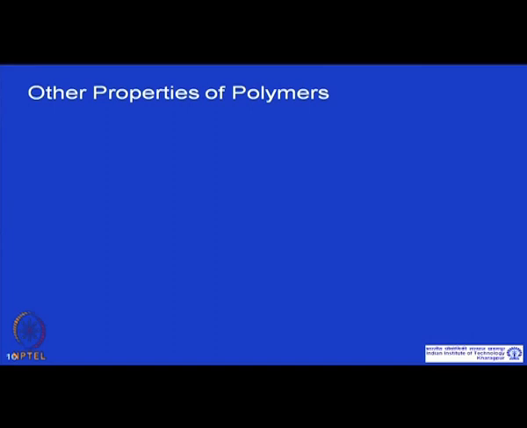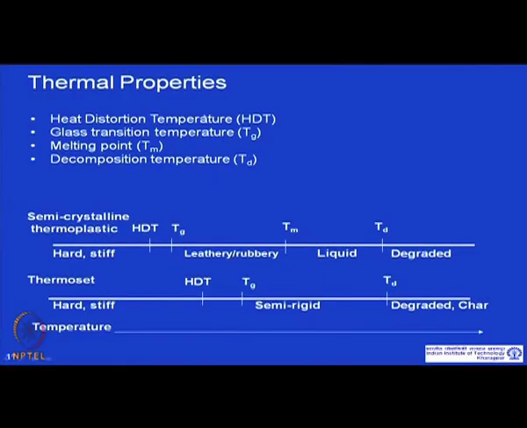Now, let us move to the other properties of polymeric materials. We just completed discussion on mechanical properties. Now, we will talk about the other properties, and again we will not go into very detailed description of these properties and how they are evaluated. We will just give a brief introduction or brief description of those tests. Let us first talk about thermal properties.